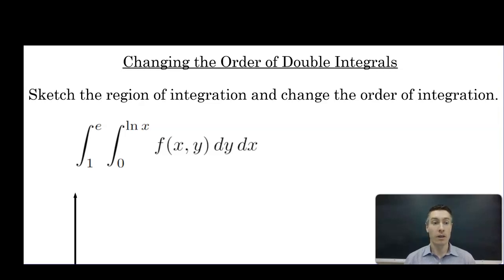Starting with the region, sketch the region of integration and change the order of integration. So the double integral they gave us is the double integral of the function f of x y dy dx, where the y bounds go from 0 to the natural log of x, and the x bounds go from 1 to e. We're not doing any integrating here. We just have a generalized function, f of x y. We're focused solely on changing the order of integration. So we want to instead integrate in the order dx dy, and that's going to require us changing this type 1 region into a type 2 region. So let's focus on that now.